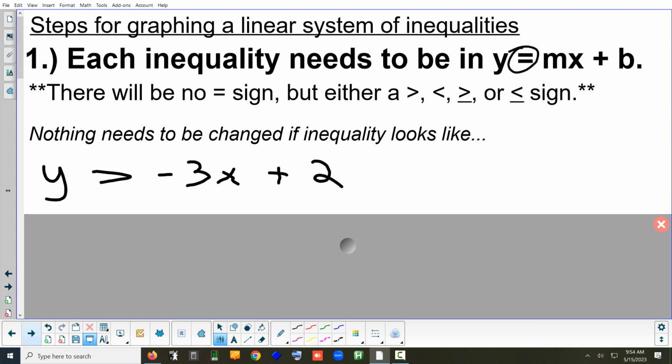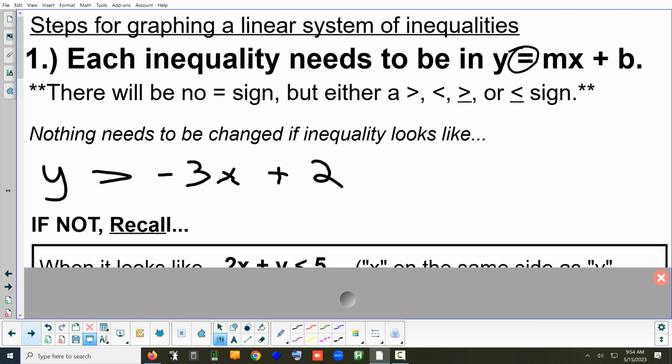So, if your inequality looks like what I wrote right here, you can put that after it says "when it looks like," and then there's 3 dots. Nothing needs to be changed in that case.